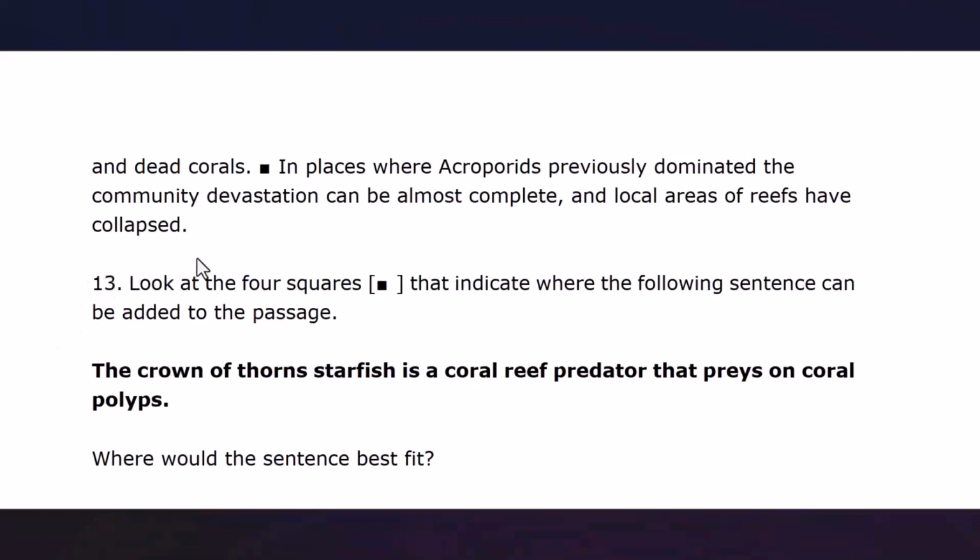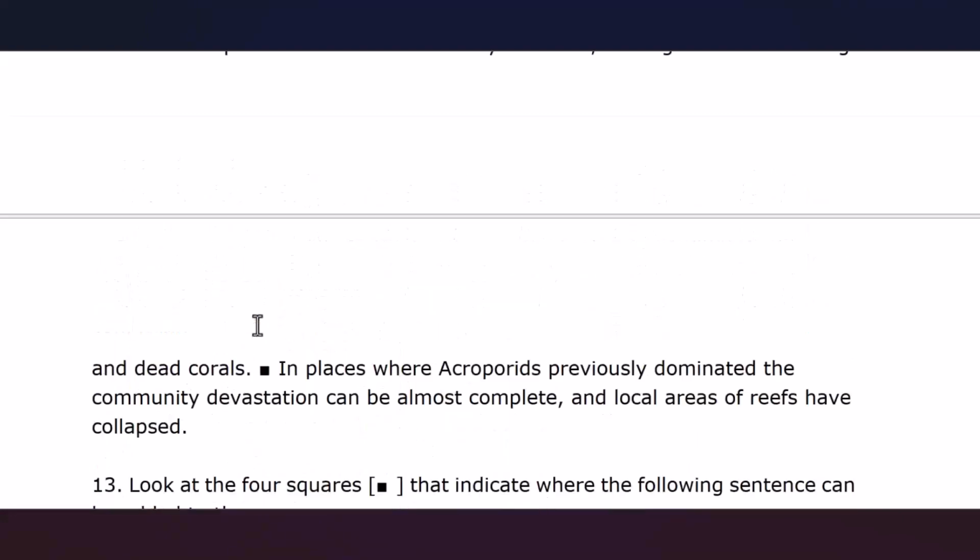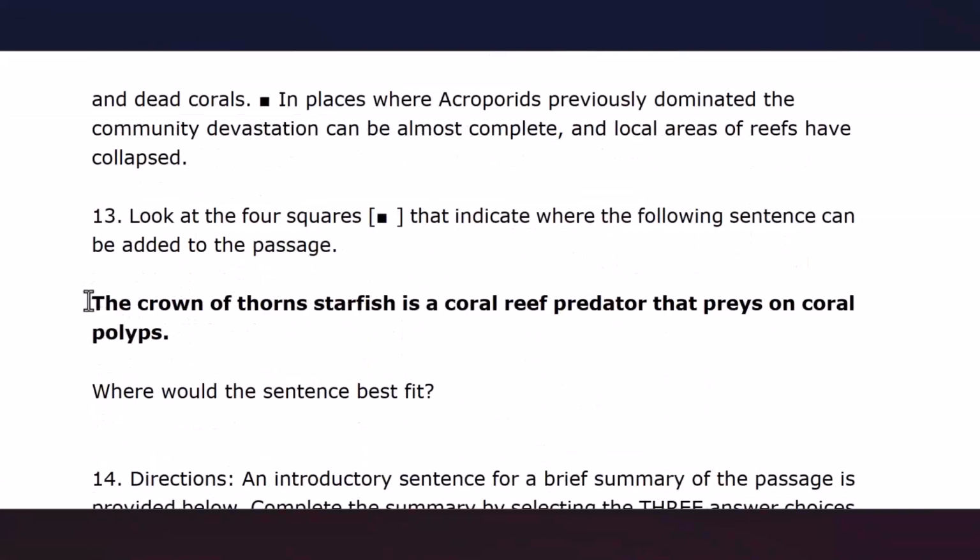Question 13. This question is a text inserting question, and here we need to find the right place among the options within paragraph 2 to insert this bold sentence. And this sentence says, the crown of thorns starfish is a coral reef predator that preys on coral polyps. Please remember this verb, prey on, with its collocation aspect, which is the preposition on following after prey, because you will frequently encounter this verb and this collocation on the TOEFL materials.